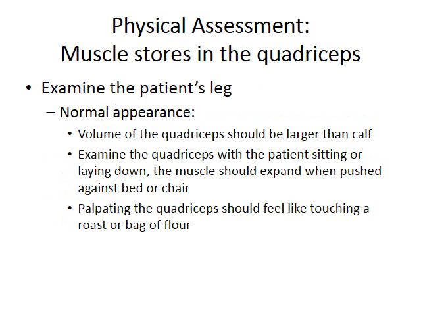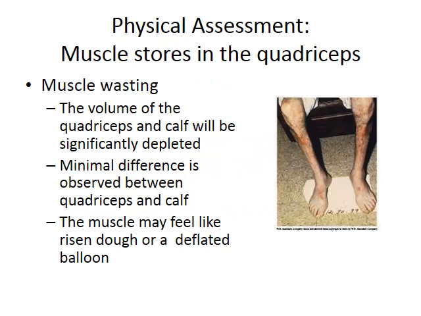Finally, examine the patient's leg. The volume of the quadricep and calf will be depleted among patients with muscle wasting. A minimal difference in size is observed between the two muscles, and upon palpation, the quadricep may feel like risen dough or a deflated balloon.